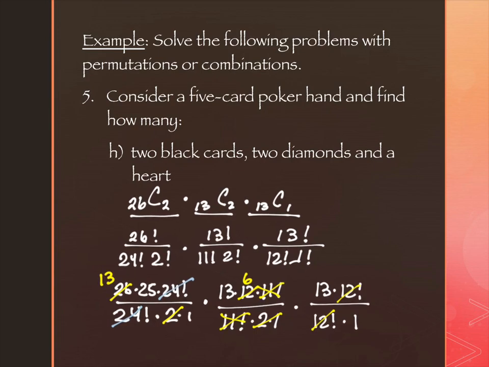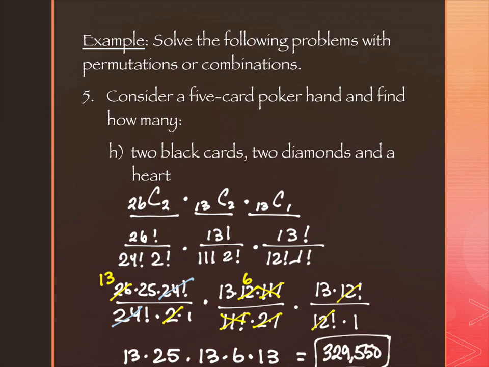Okay, so let's see. I'm left with 13 and 25, 13 and 6, and then another 13. Lots of 13s. So what do you get when you multiply these results together? 329,550. Okay, so it's not 2.5 million, but it's the biggest thing we've had since we started, right? This is a super random hand. It's nothing special.